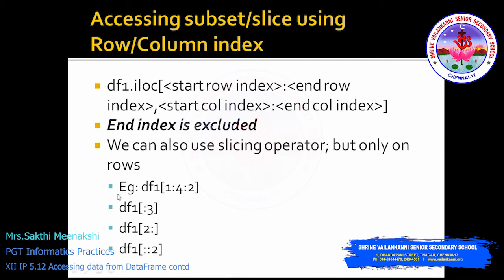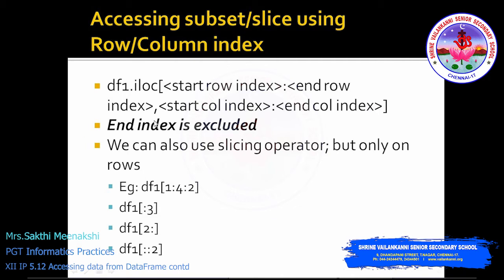We have a function called ILOC. The name implies integer location. LOC is used with the row and column names, while ILOC is used with row and column index. The syntax is almost the same as LOC: start row index colon end row index, comma, start column index colon end column index. You have to specify the starting row and the ending row, comma, starting column and the ending column, everything in numerical values.